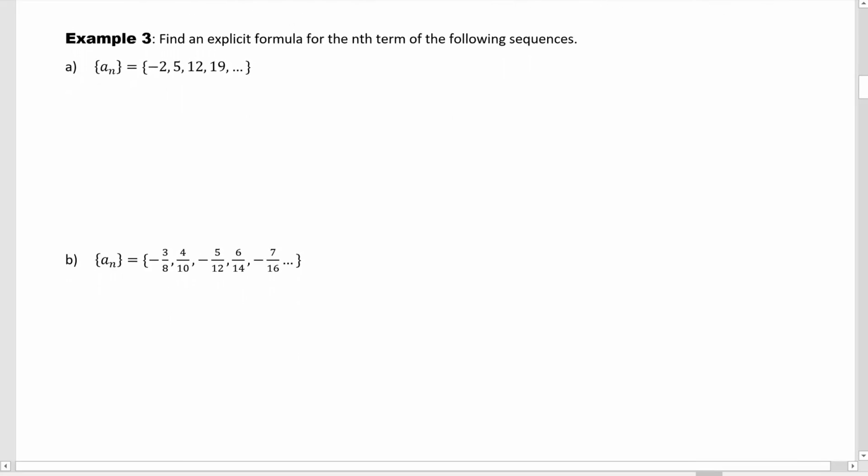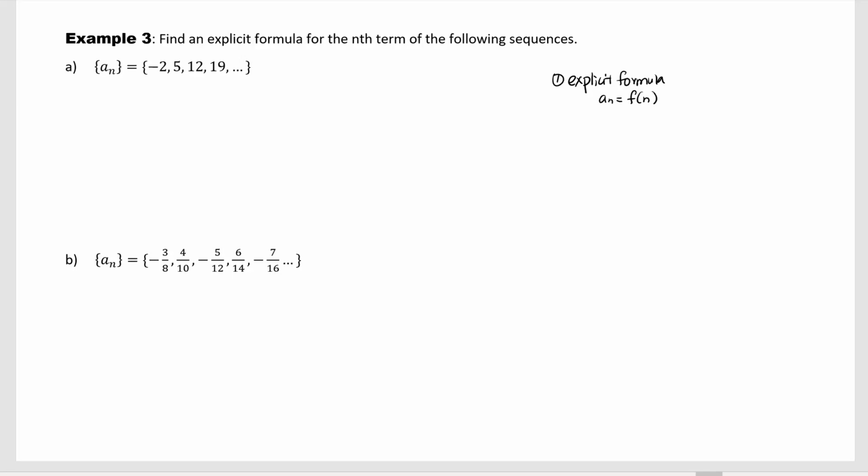But next, we're going to do the opposite direction. Here we have two ways. It's either an explicit formula where a sub n is a function of n, or we can have a recurrence relation where we see the relation between a sub n and a sub n plus 1, okay?